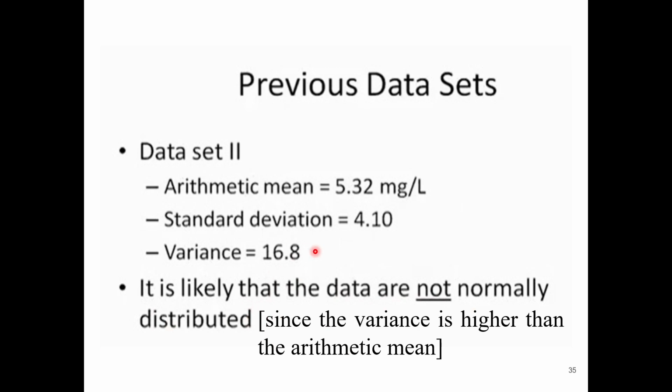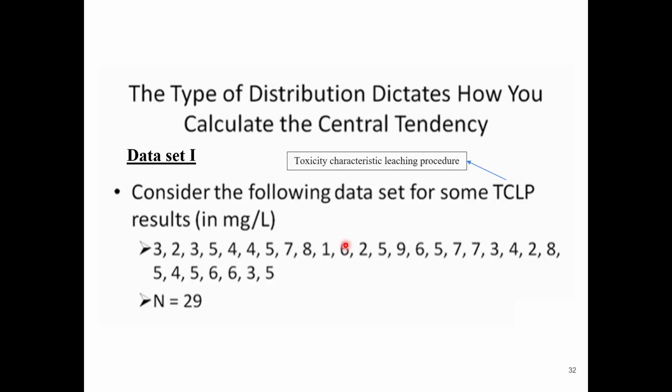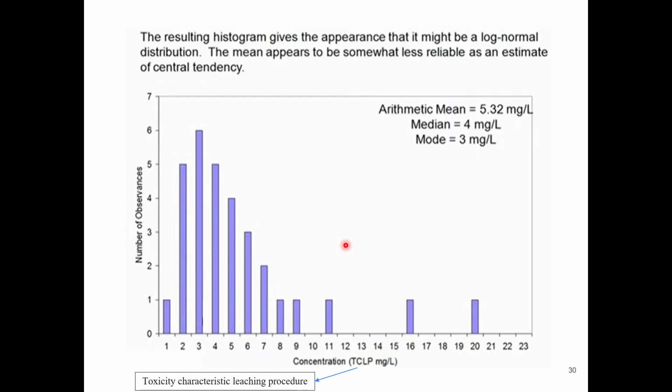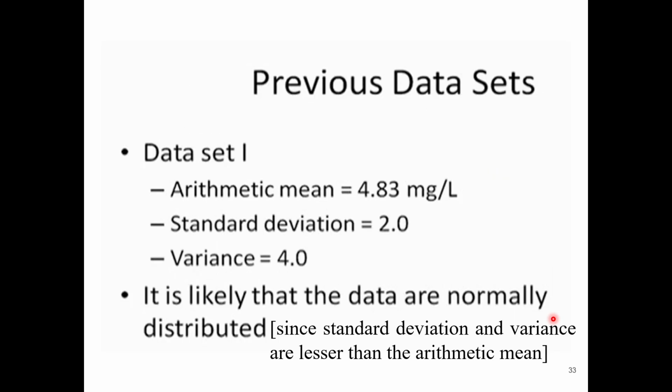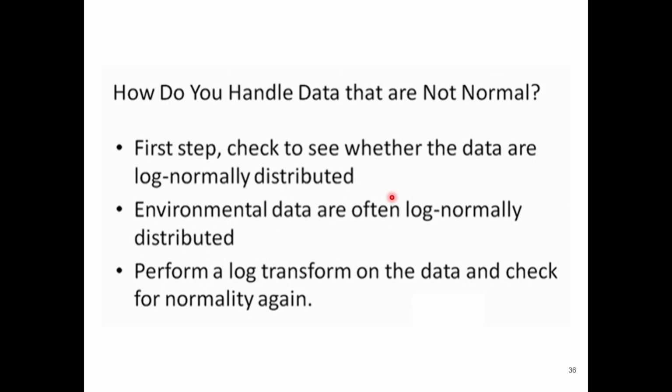From the figure also, we can see that it is not normally distributed, and by calculation, by proper proof, we are able to say that it is not normally distributed. Why? Because the variance is much higher than the arithmetic mean. That means we cannot take the mean as the representative value of the second data set.